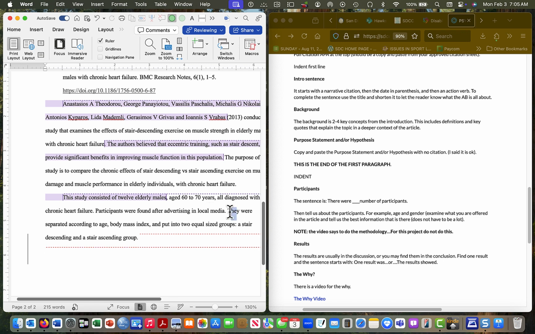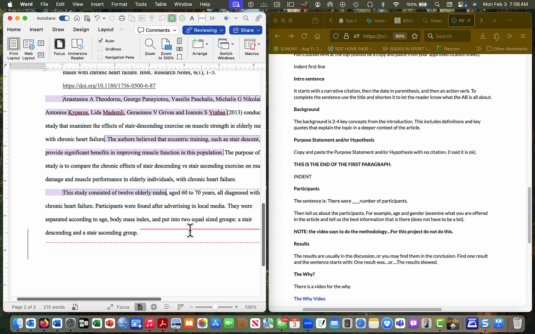Now the word they is vague. The participants were. You have to be very clear in who you're talking about. They could be a dog, cat, anything. Okay? So then from here you did nothing. All that extra stuff was what you weren't supposed to do. But if you follow these directions, it says the results. The results are usually found in the discussion. You may find them in the conclusion.